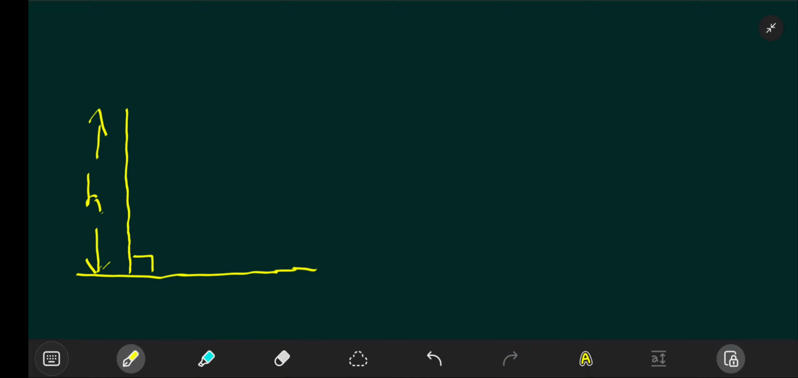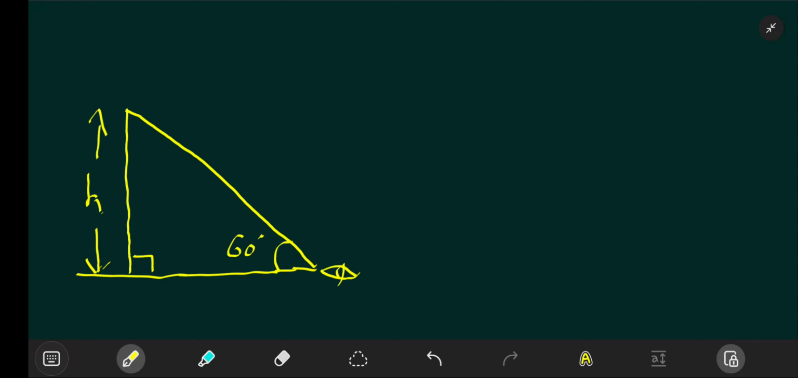Now there is a person here, seeing the top of the pole. This person is looking at the top of the pole. Now the angle made by the person is the angle of elevation. The angle of elevation is 60 degrees.